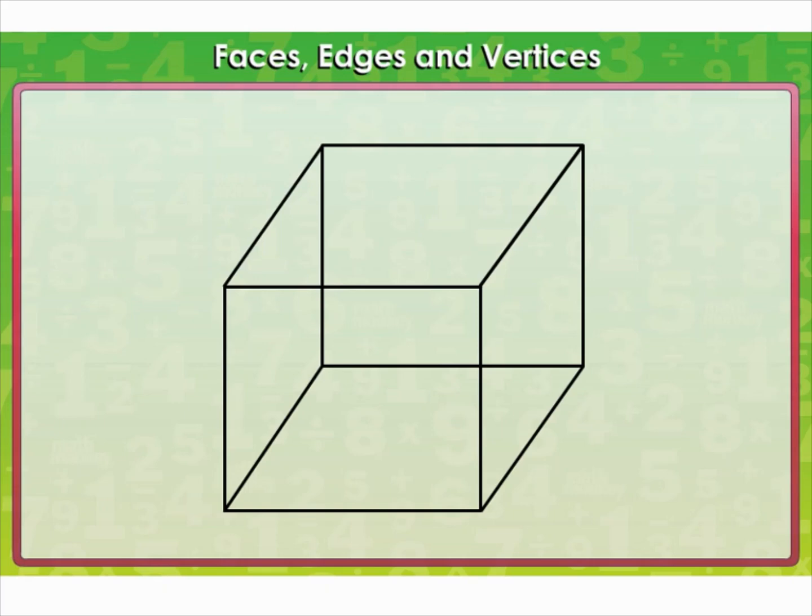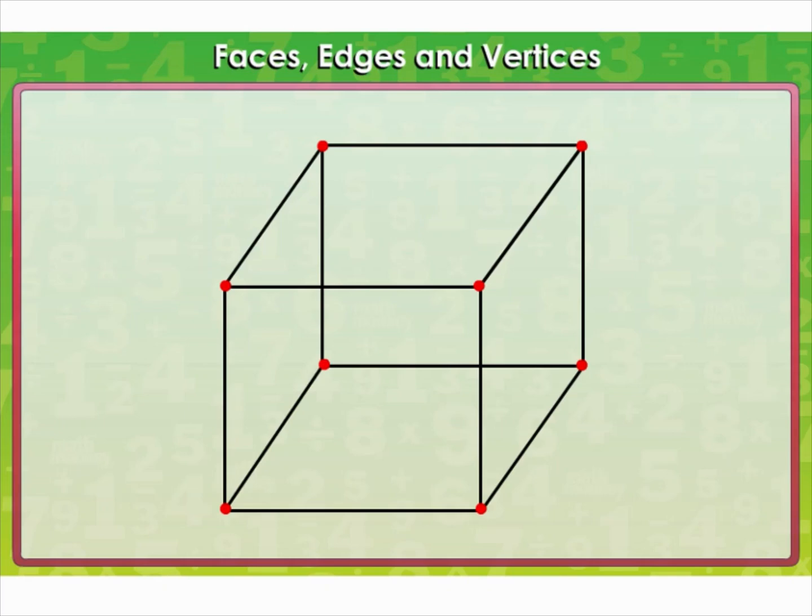Vertex. A vertex is nothing but a corner, that is, two lines joining together. How many corners does the cube have? The cube has 1, 2, 3, 4, 5, 6, 7, and 8 corners. So a cube has 8 vertices.